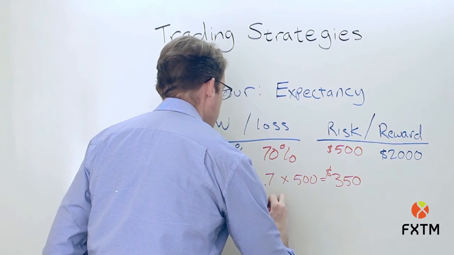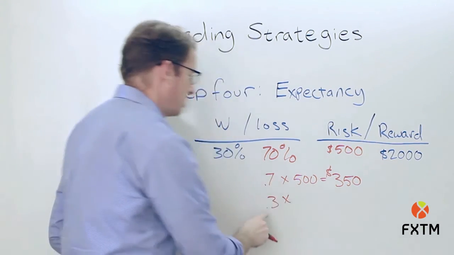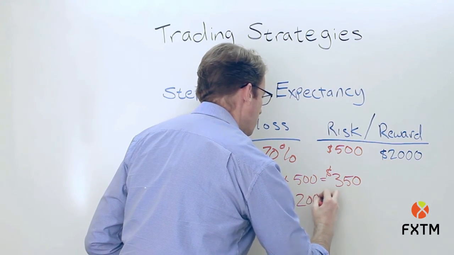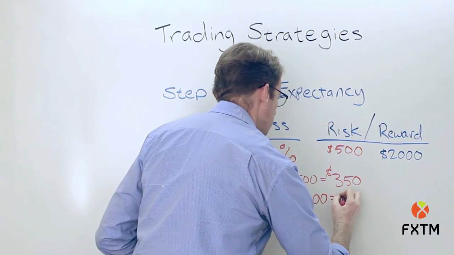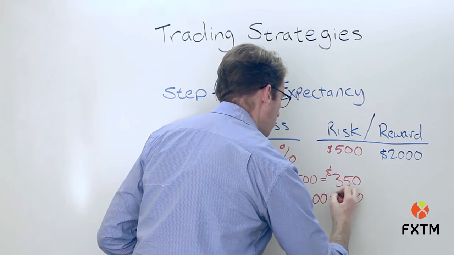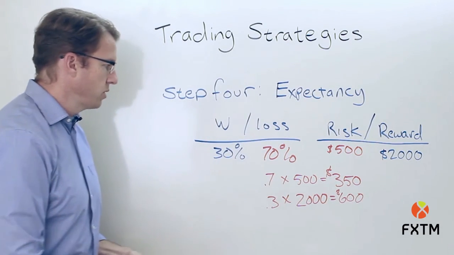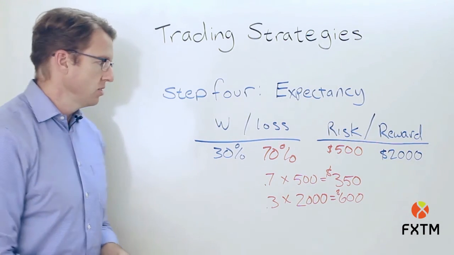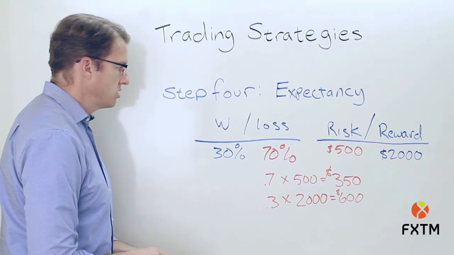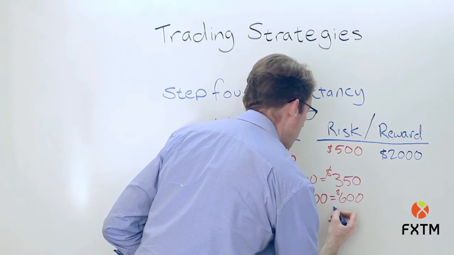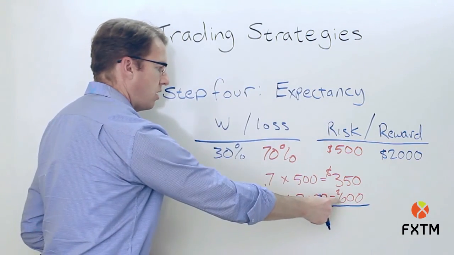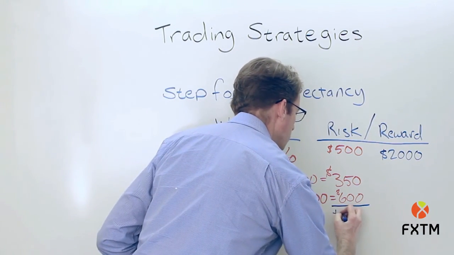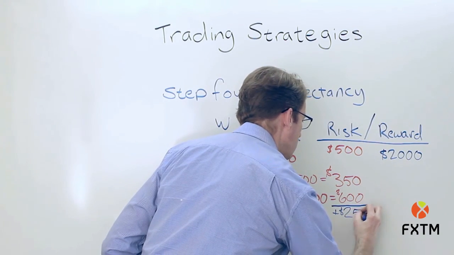All right, now in a given trade, we would assume that the winners, so we're going to times 0.3 for 30% times 2,000 equals $600. Now, our objective here is to make sure that our expectancy is positive. So how do we know? Well, all we need to do is just net these two numbers out. So over time, if we have a positive expectancy, then that means that our weighted winner is larger than our weighted loser. So in this case, it is to the tune of about $250 per trade.